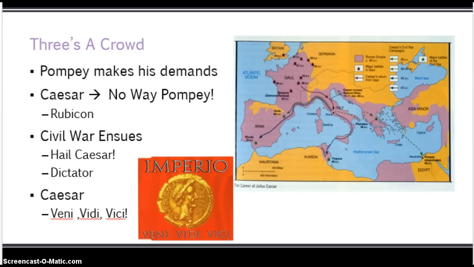Alright, so three starts making to be quite a bit of a crowd there. Things are getting heated between them. Caesar, in conquering Gaul and other parts of Europe, was quite successful, to the point where he was becoming very popular. This made Pompey a little nervous. He tells Caesar that he must come home. He must disband his army.